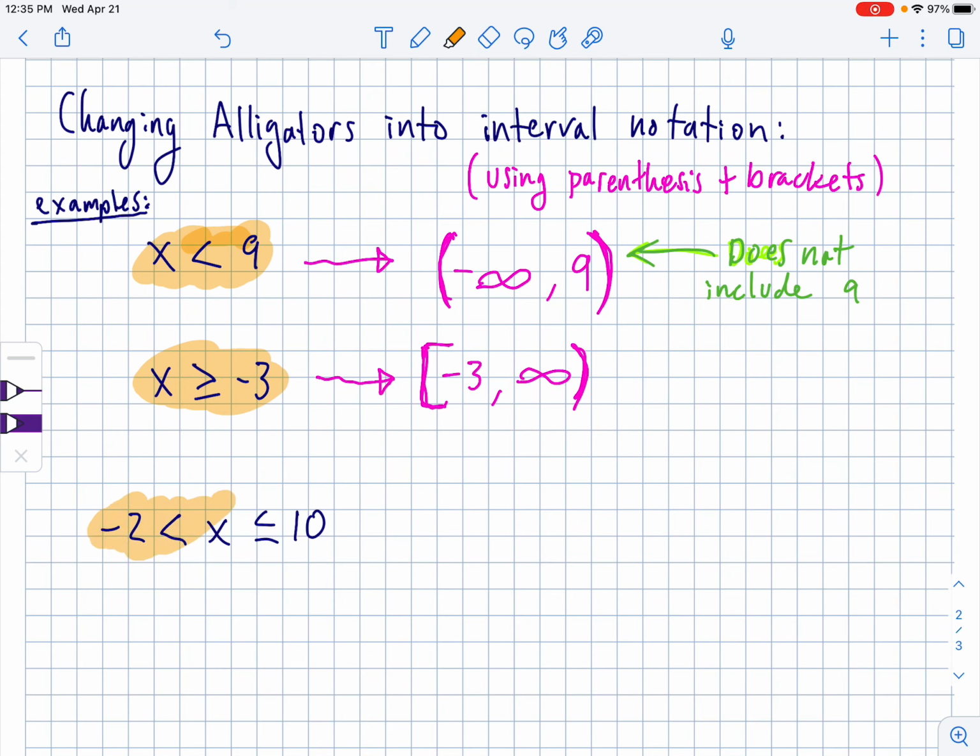Next, a compound inequality. It goes from negative 2 up to 10, and it includes the negative 2, but does not include the positive 10. So I put a bracket on my negative 2, and then a comma, and it goes all the way up to 10, and then a parenthesis.